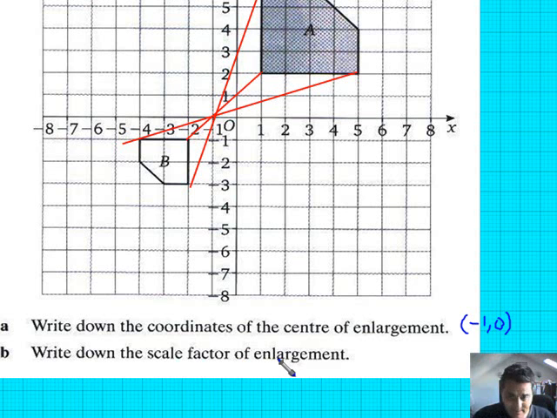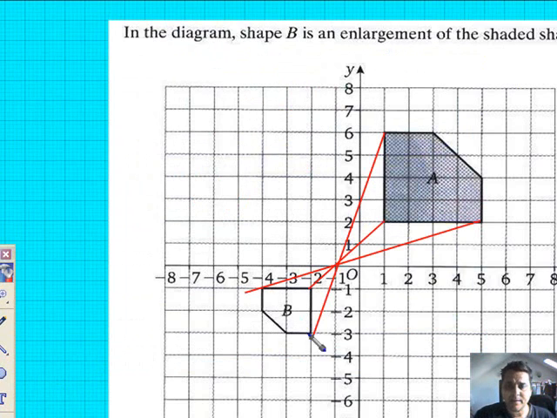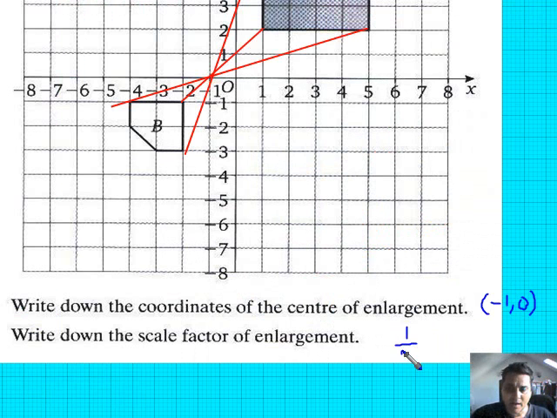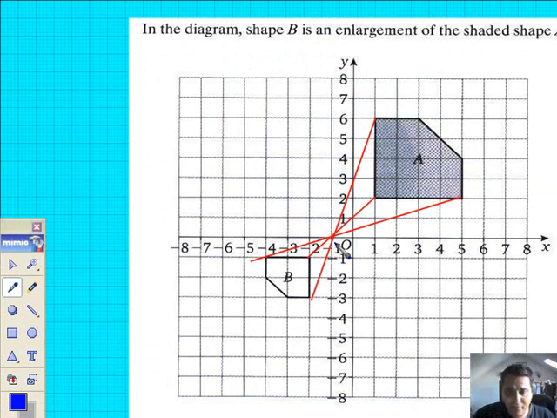Write down the scale factor of the enlargement. Now let's read it very carefully. B is the enlargement of A. So I've gone from big to little. Now look at it very carefully. My base is 1, 2, 3, 4. My transformed base is only 2 units across. Therefore I've shrunk down to half the size. So there's a half in the answer somewhere. But look, it's flipped back on itself and gone through the centre of enlargement right there.